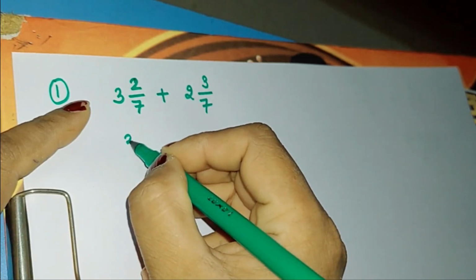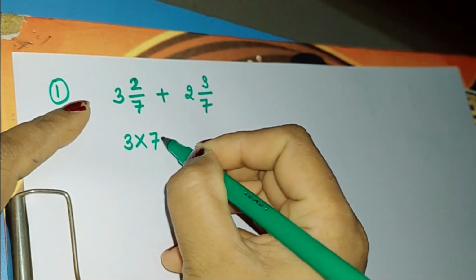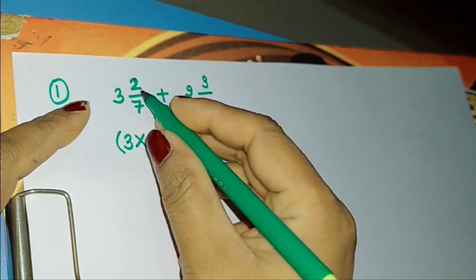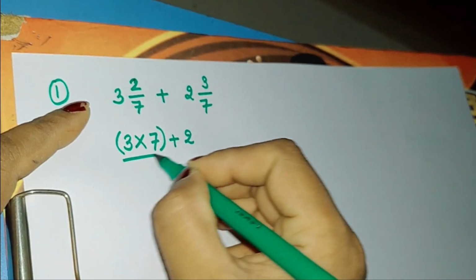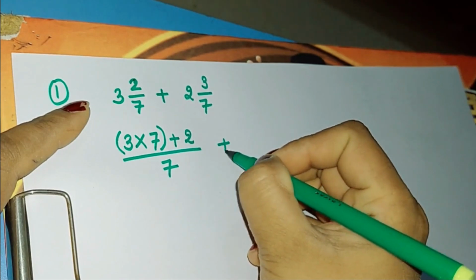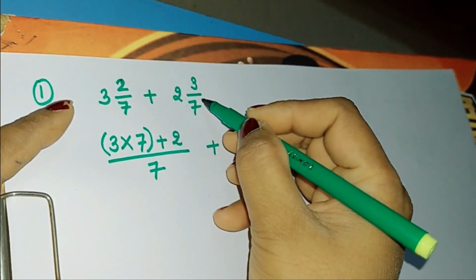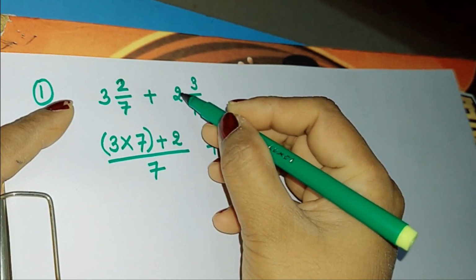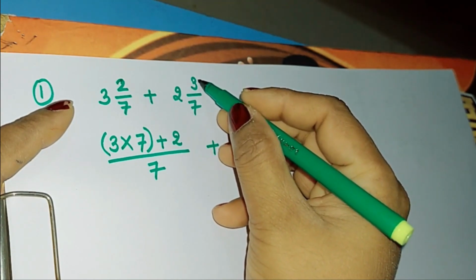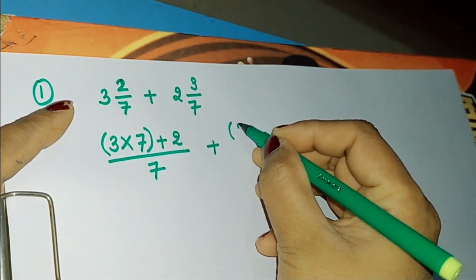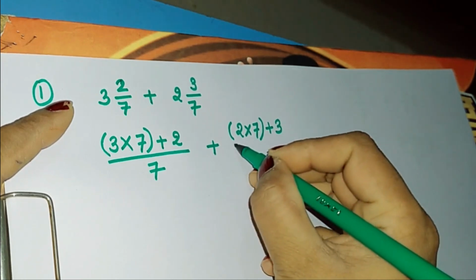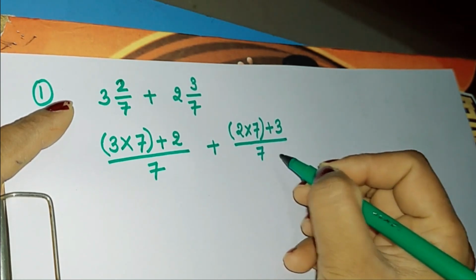So here we will write 3 cross 7. We will separate the answer of this and the answer will be added with this 2. So here the denominator is same. Next is plus sign. Next, to convert this fraction into improper fraction, we need to multiply this 2 by this 7 and the answer of this will get added with this 3. So here we will write 2 cross 7 plus 3 and the denominator will be same as it is.